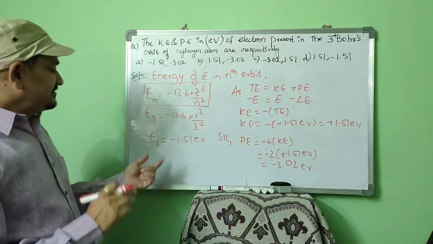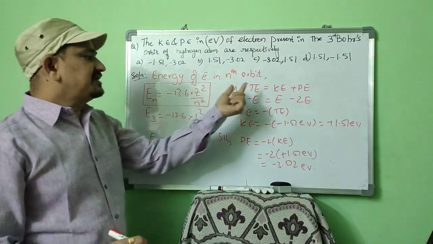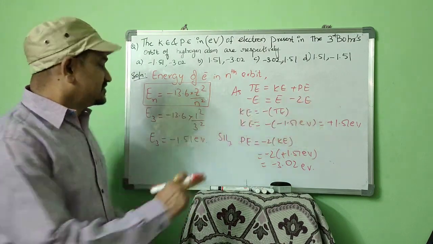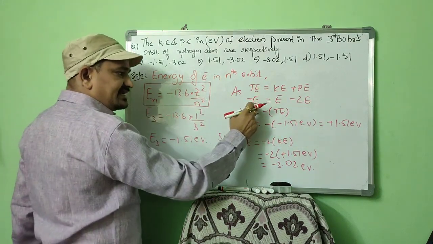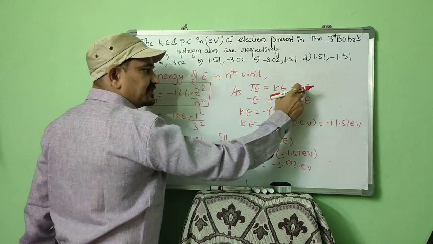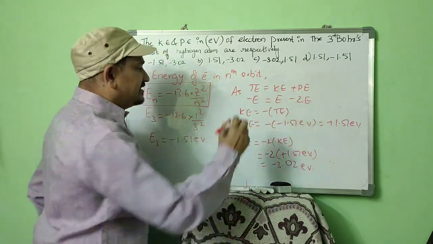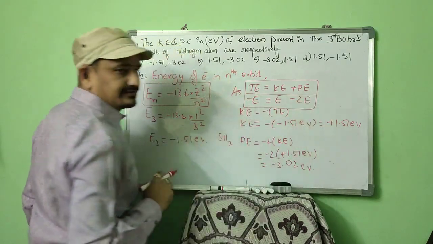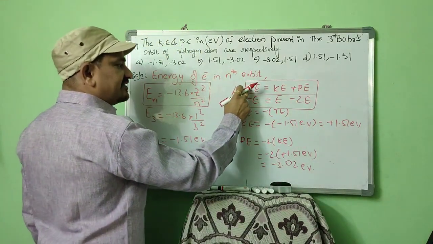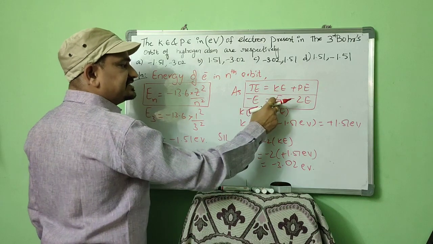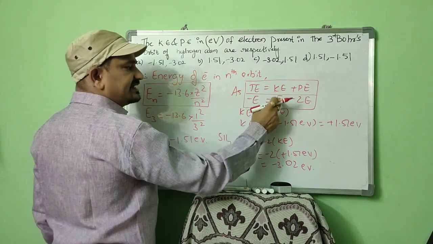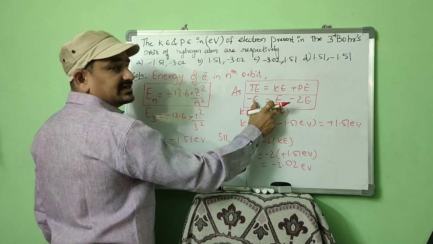Now, this is total energy. We have a relation: total energy equals kinetic energy plus potential energy, right? So, if total energy is minus E, kinetic energy is E and potential energy is minus 2E. Okay, this part you have to remember like anything. So, when compared with total energy, kinetic energy is negative times. So, kinetic energy is minus of total energy.